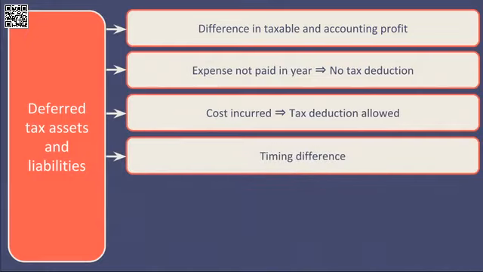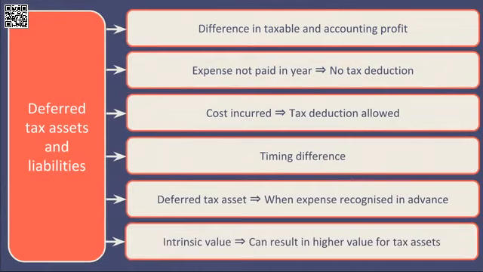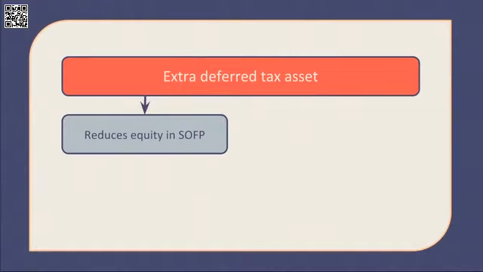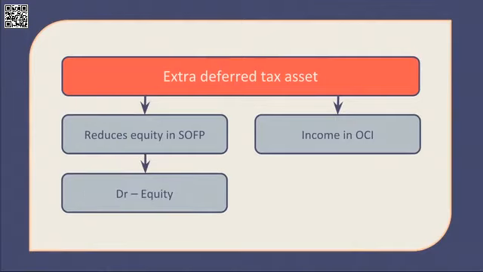Once you hear the phrase timing difference, you should remember that tax assets and liabilities occur. In the situation of recognizing an expense in advance of receiving a tax deduction, this gives us a deferred tax asset. Depending on the jurisdiction, the tax authorities may calculate the value of these share-based payments at their intrinsic value. This can result in a higher value for the tax asset. This extra deferred tax asset reduces the equity in the statement of financial position and is income in the OCI. Debit equity, credit OCI.